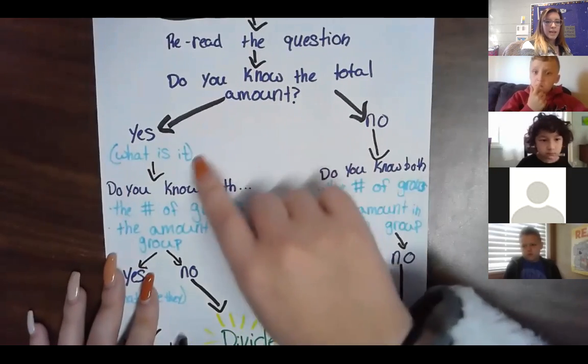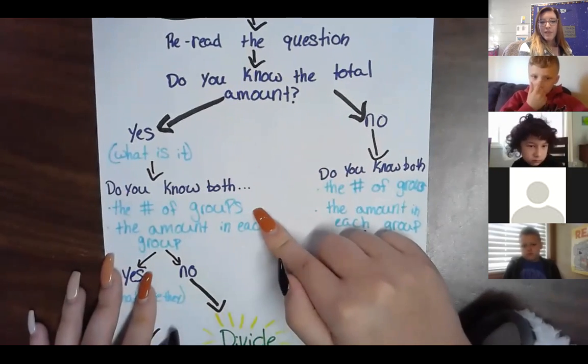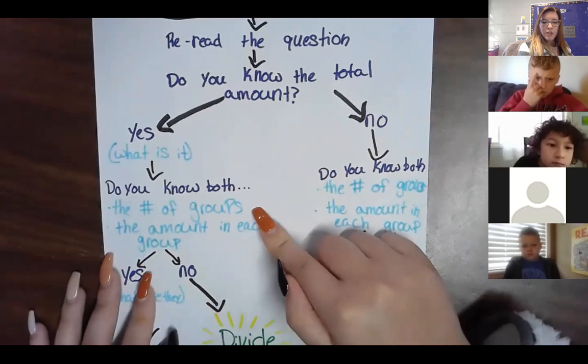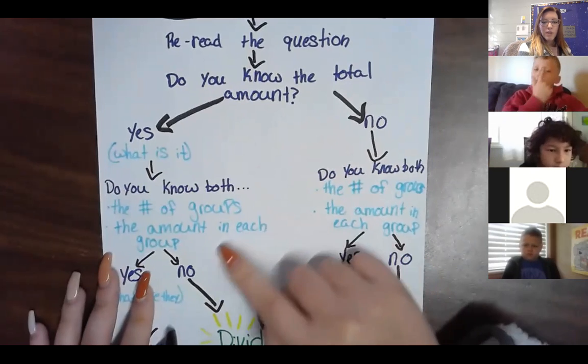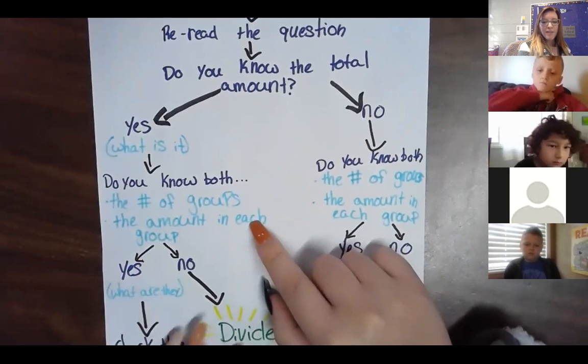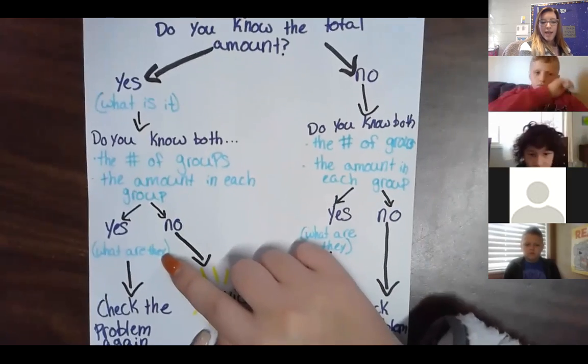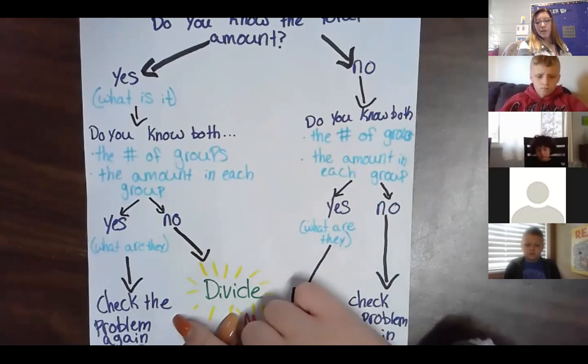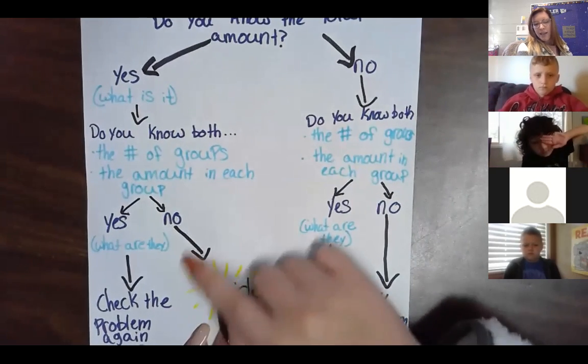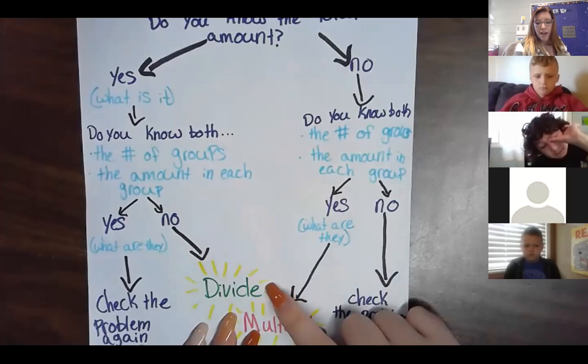All right, let's go back to this side. So then I'm going to ask myself the same two questions. Do I know the number of groups or the amount in each group? If it's yes, and what are they? Then I need to check the problem again because it's probably multiplication. And if no, then I am dividing.